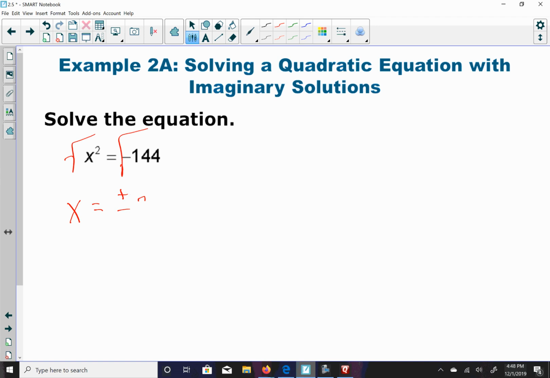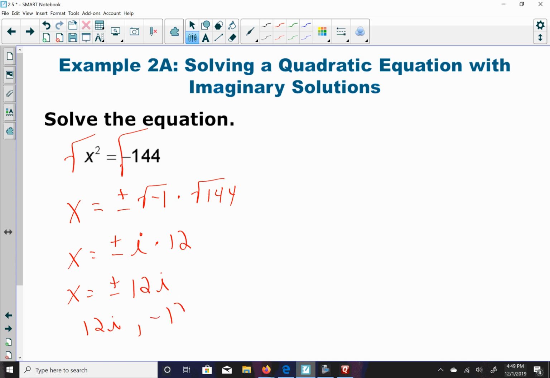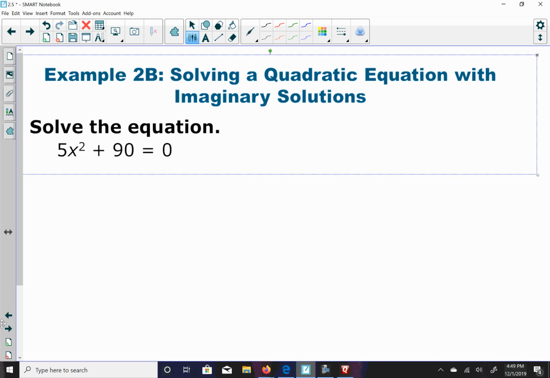And then I'm going to separate the square root of negative 144 as the square root of negative 1 times the square root of 144. x is equal to plus or minus, the square root of negative 1 is defined as i. The square root of 144, that is a perfect square, and that will be 12. When I multiply, I'm going to get x is equal to plus or minus 12i. So my two solutions are going to be positive 12i and negative 12i. And you can write it like this, or I can separate it. That's up to you.